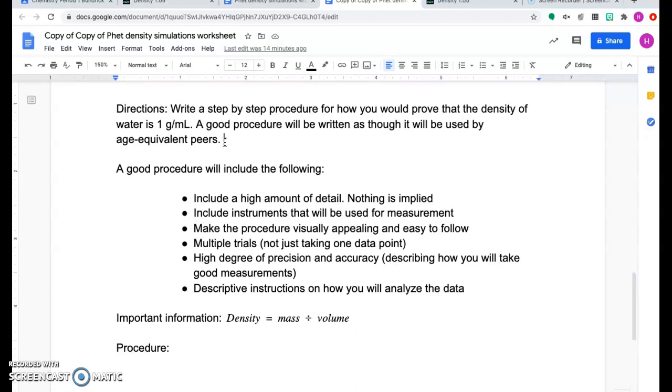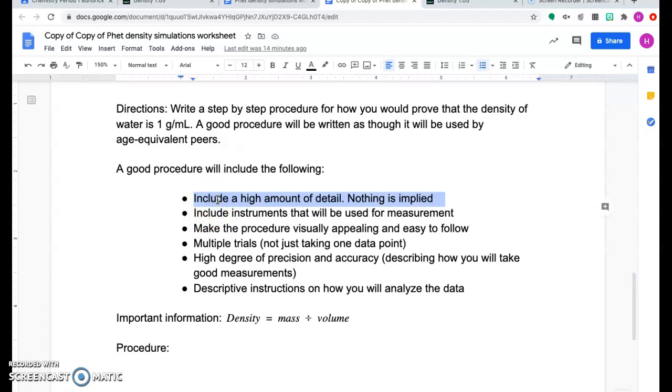A lot of the time when you're writing procedures or you're writing assignments, you assume the teacher knows what you're talking about, but pretend as though you're not writing to me because I will know what you're talking about. But pretend as though you're writing to someone who will not understand what you're talking about unless you add a good amount of detail. A good procedure is going to include the following bullet points.